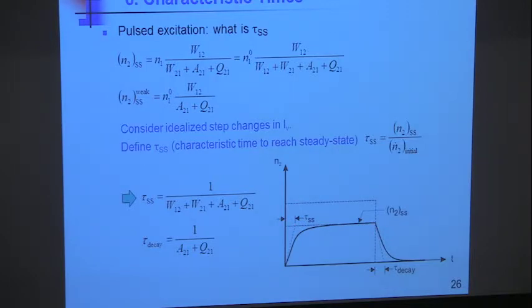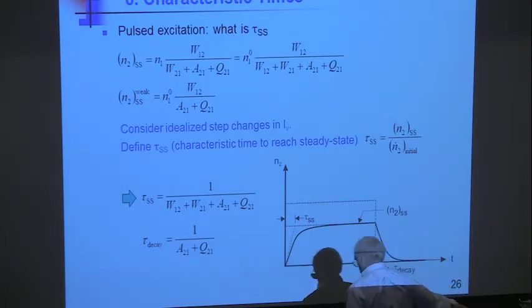And if you use my definition of characteristic times, you would find that the steady state time is 1 over the sum of all these terms. What's the dominant term? Well, it depends. It might be Q, or it might be W12.